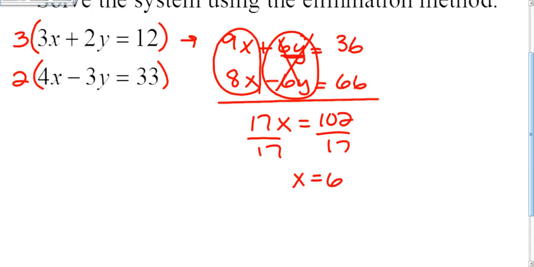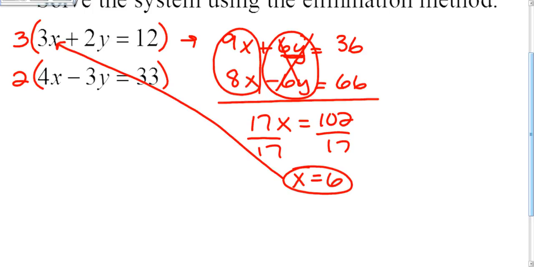Please make sure that you don't stop there. Remember, there's two variables in the system, an x and a y, so you need a solution for both variables, okay? Once you have that, you can take that x and put it into any of the equations that you want. I'll just go ahead and put it into the top one.